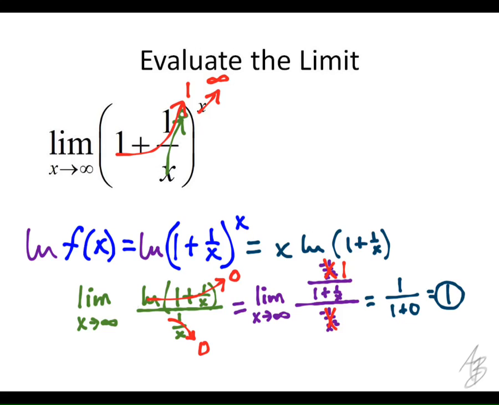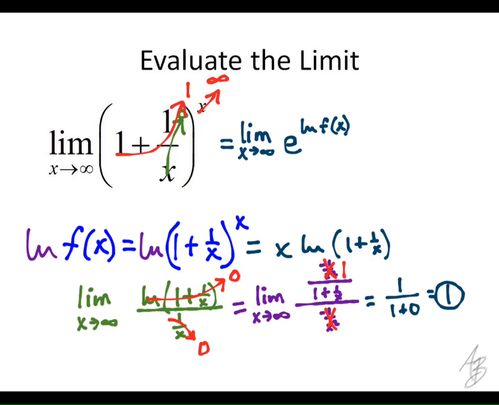Now that is not our answer. This limit right here does not equal 1. That's the limit of the natural log of this function. So our theorem says this is going to be equal to the limit as x approaches infinity of e to the natural log of f of x. I wrote it like this just to save some space and time, but this is really the same thing as the limit as x approaches infinity of e to the natural log of 1 plus 1 over x, to the x.